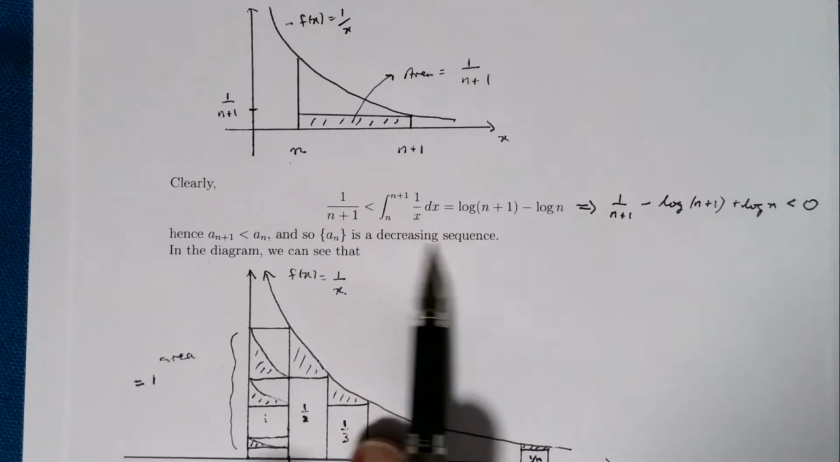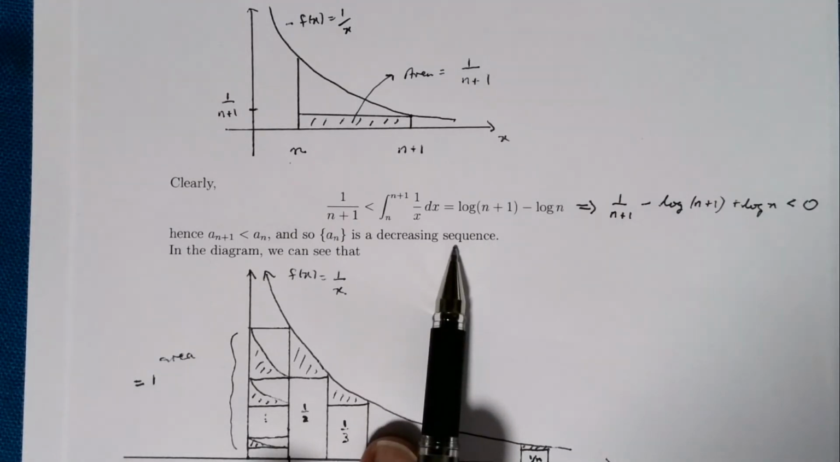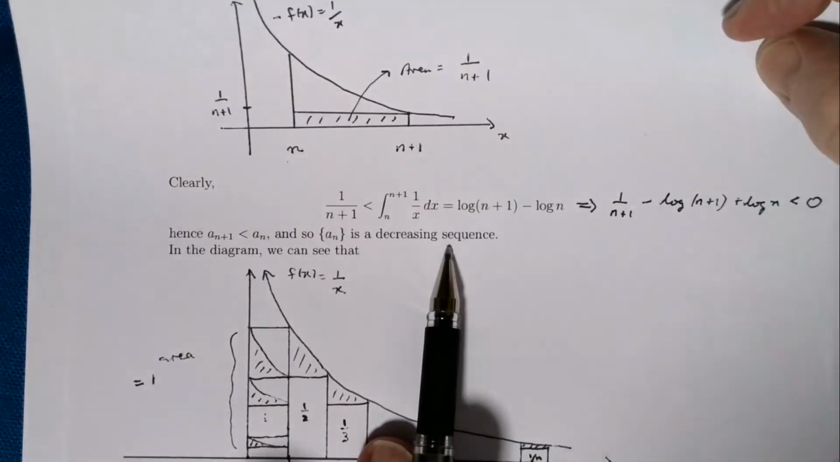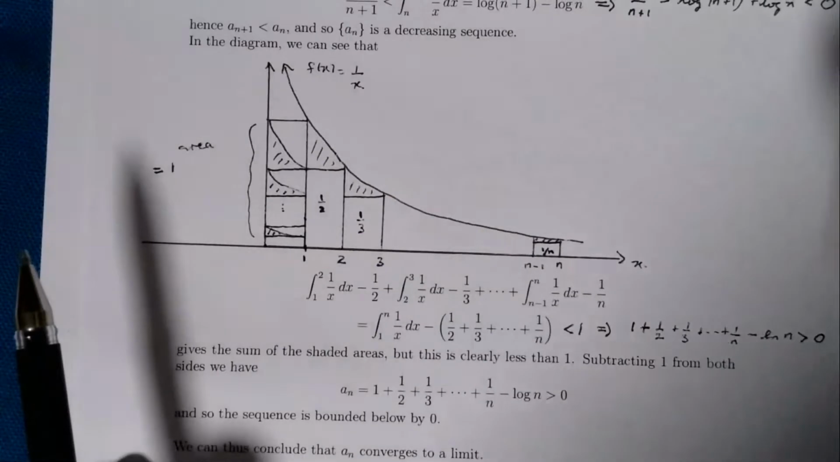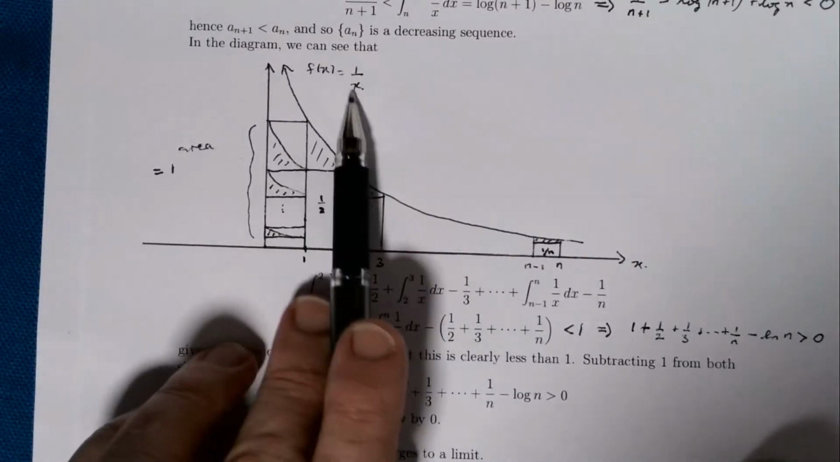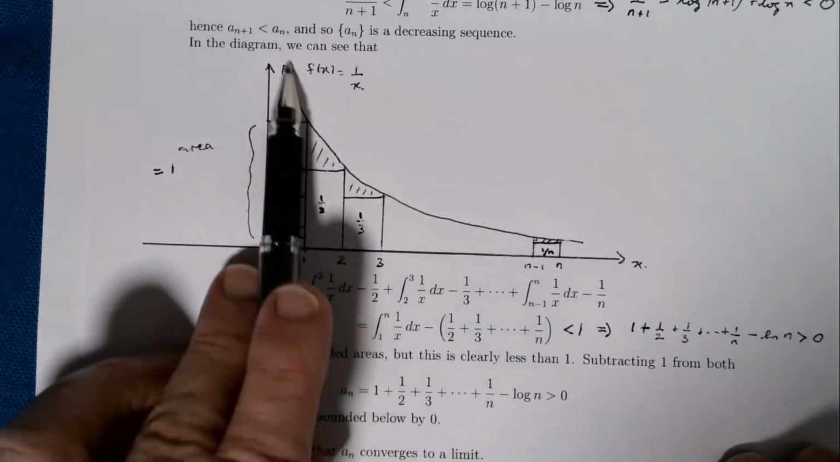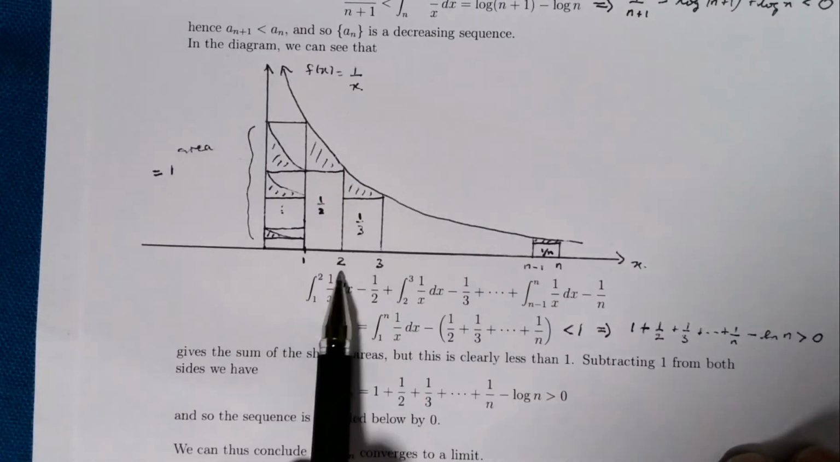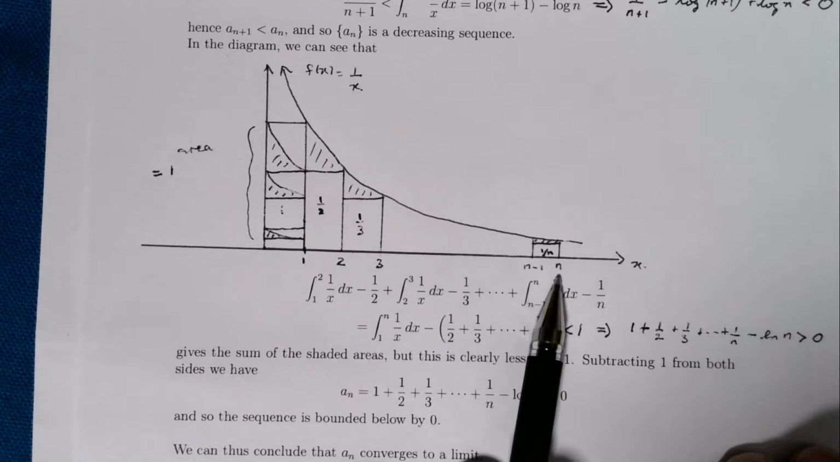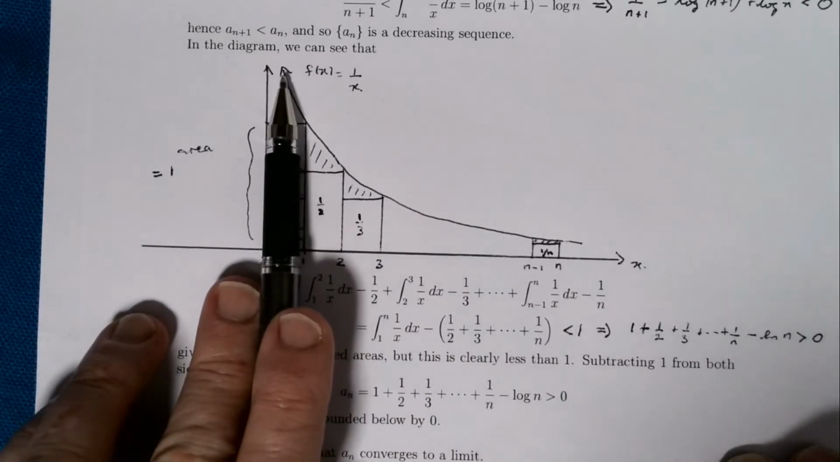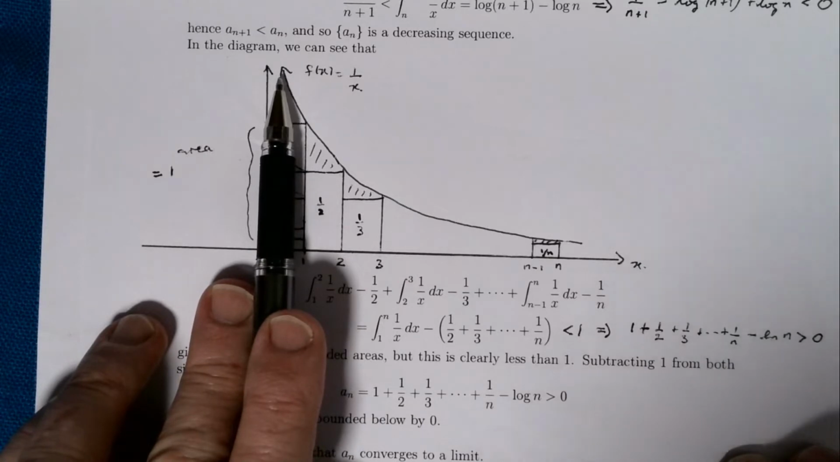Well, I now want to show that it is in fact bounded below. To do that, again I'm going to use some geometry. I'm going to use that same curve, f(x) equals 1 over x. Here it is. And I'm going to draw the integers 1, 2, 3, and so on up to n, and I'm going to draw some rectangles. Forget about the first column for the moment, just look at this bit here.